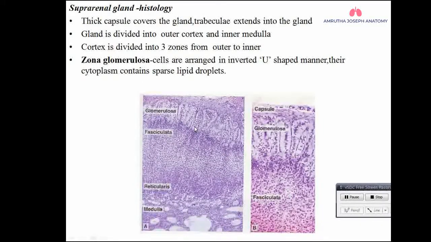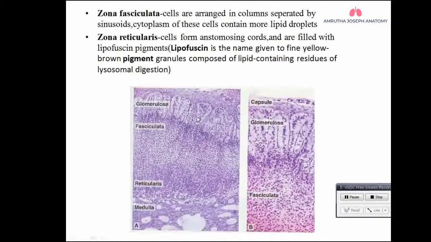Zona glomerulosa is arranged in an inverted U-shaped manner, and the cytoplasm contains sparse lipid droplets. Here the inverted U-shaped cells can be seen. In the zona fasciculata, the cells are arranged in columns, in linear fashion, and the gaps between them are called sinusoids, and they have a lot of lipid droplets. Coming to the reticularis layer, here anastomosing cords can be seen, a net-like appearance, and it has pigments, lipofuscin pigments.